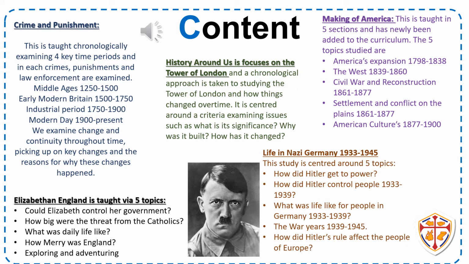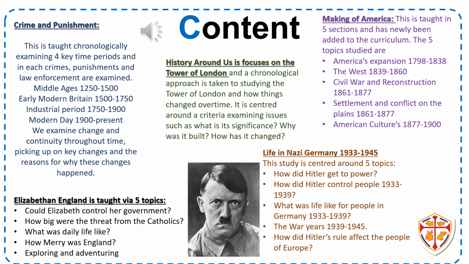So the content of the course, so you have your 5 topics. For crime and punishment, it is taught chronologically. So we examine it by 4 periods of time: Middle Ages, early modern Britain, industrial period, and modern day. And in each of these periods, we look at crime, punishment, law enforcement, how it's changed, why it's changed, what factors affect the changes. So this is a really interesting unit that we do look at. Look at questions and debates as to should capital punishment be banned, was it right for them to ban it, why did it last so long? And yeah, it's a really interesting topic and course that we do teach.